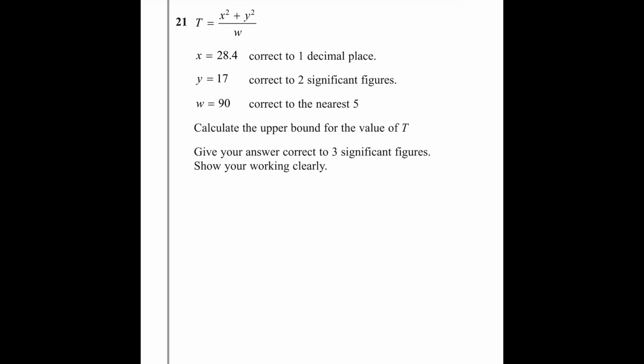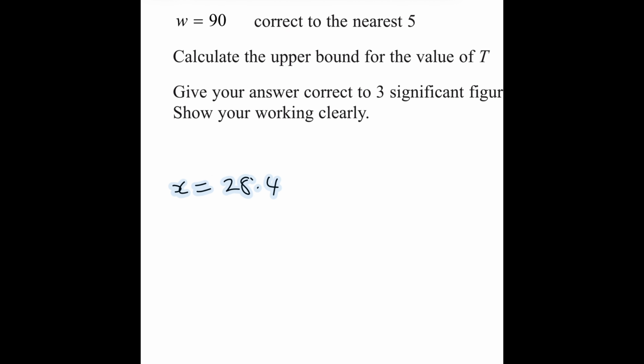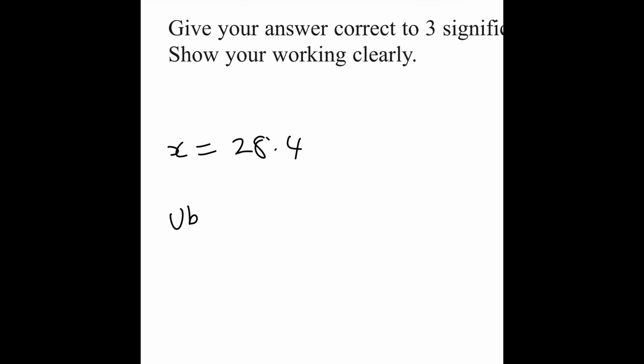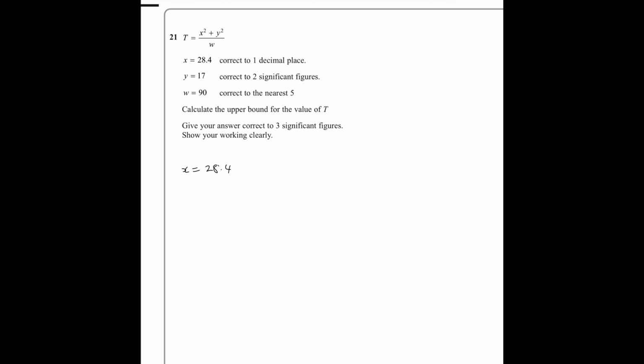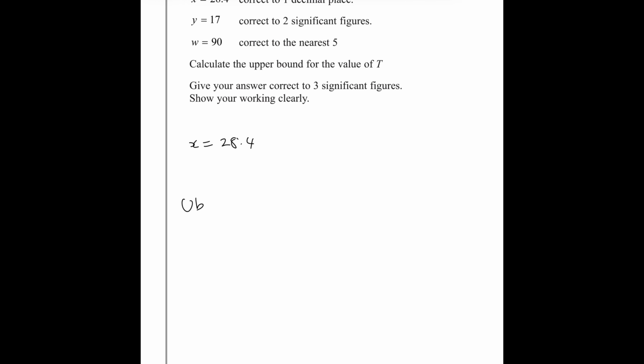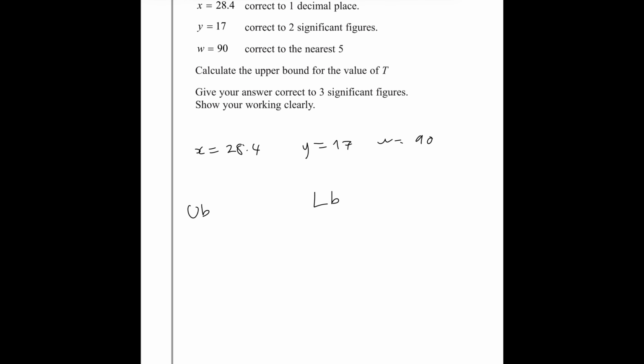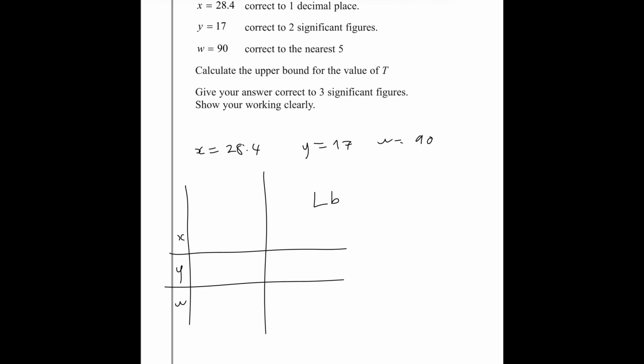Okay, so let's see. X is equal to 28.4 to the nearest decimal place. So the upper bound of x, well, let's just do it like, how should I structure this? Upper bound, lower bound. And let's do y equals 17 here, W equals 90. Should I do a table? Yeah, why not? Y, W. So our table is a little weird, but it's okay.